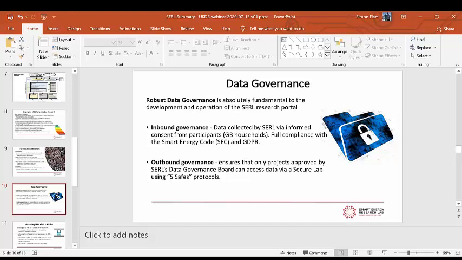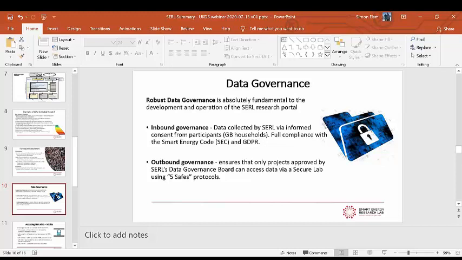I guess, in a simplified version, I divide this into inbound governance and outbound governance. In terms of inbound, that makes sure that the data we collect is via informed consent from our participants, these households across Great Britain that have volunteered to provide their data, and that it's fully compliant with the Smart Energy Code, which is the UK regulation that regulates any access to smart meter data, and we also have to be compliant with all the data protection regulations, which is GDPR.